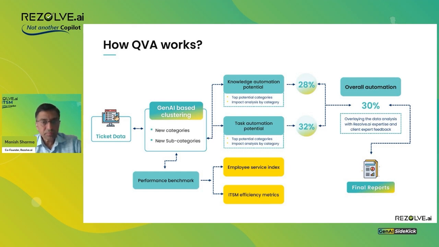Now, for example, if I come to you and say, hey, 28% of your tickets will go away if you have the knowledge automation, and 32% of the tickets will go away by task automation, right? Something like that. So the overall automation, by the way, the number here is wrong. It's not 30, it should be 60. So 60% of your tickets can be automated overall, right? Potentially. And that's a big deal, right? The numbers here that we see are pretty dramatic.